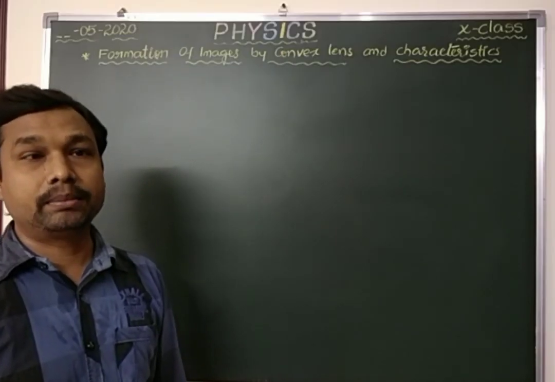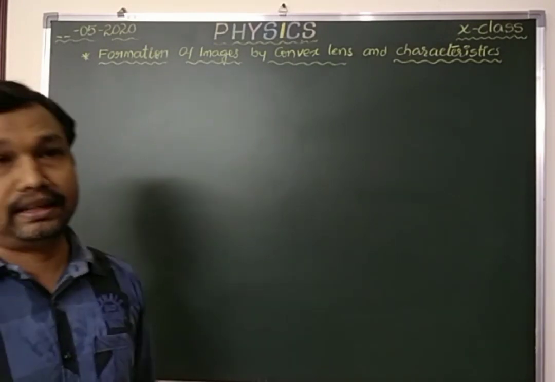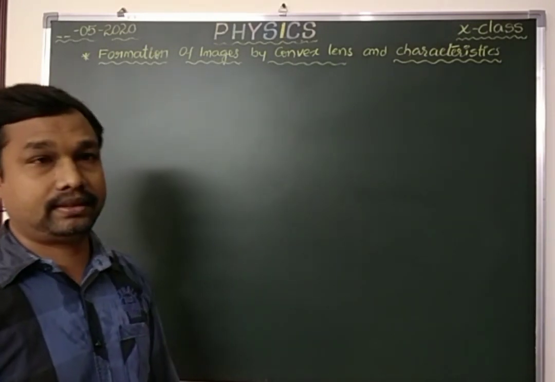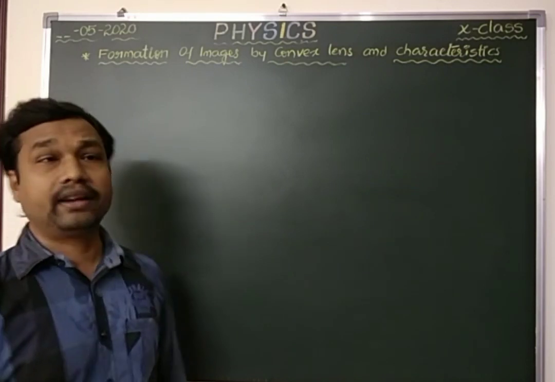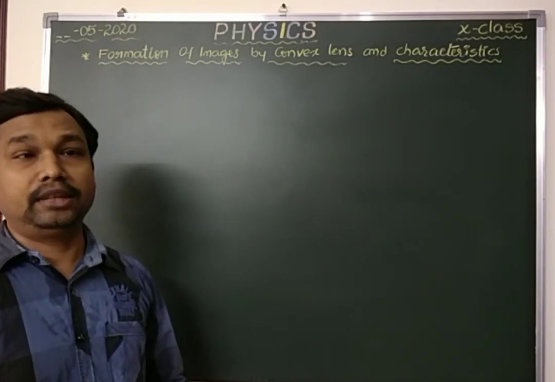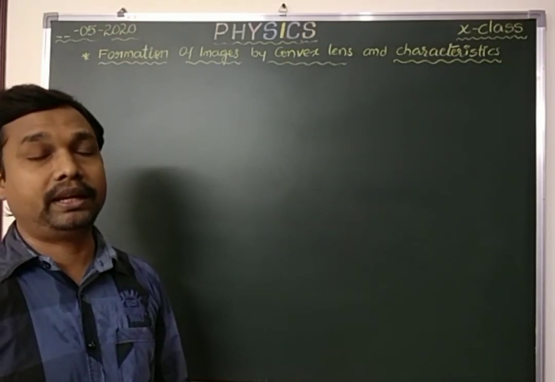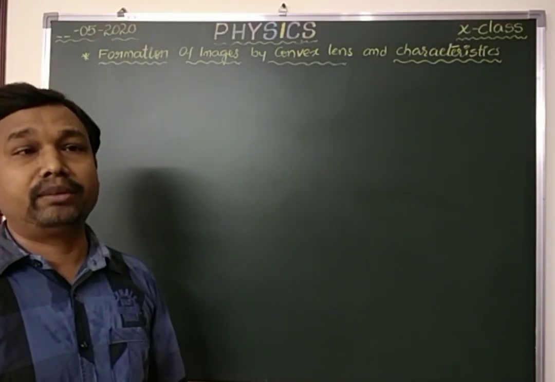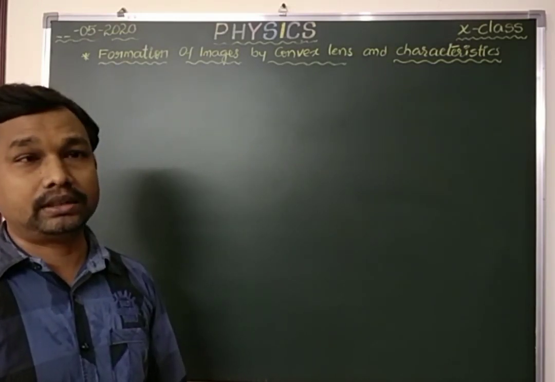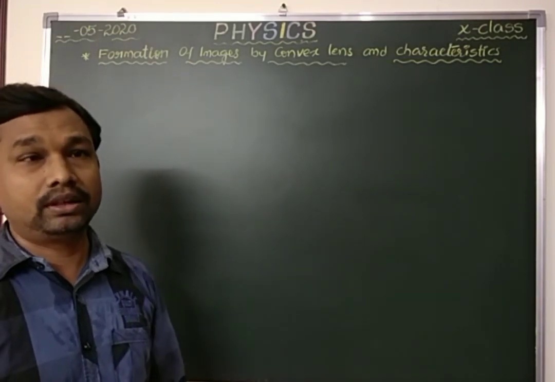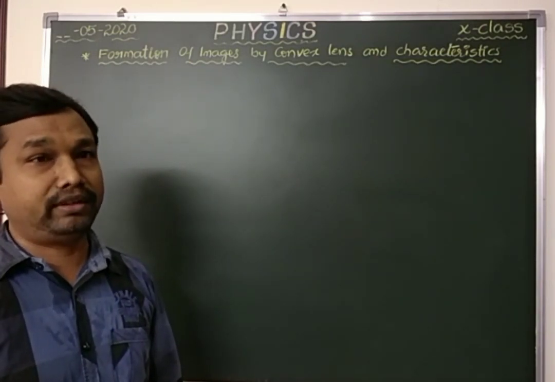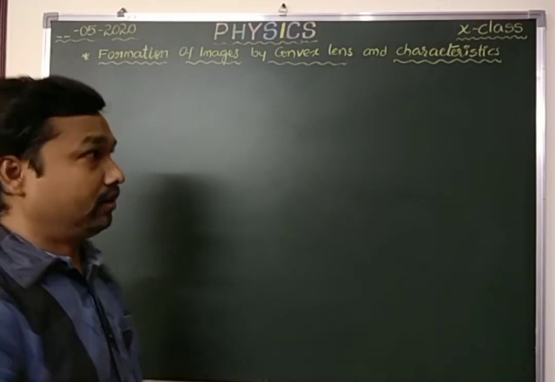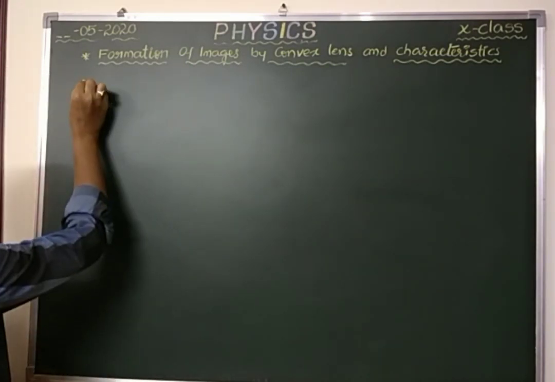Formation of images by convex lens and its characteristics. In total, we have 6 images formed by a convex lens, with different positions of the object. Let us discuss the formation of images by a convex lens. Right now, first one.